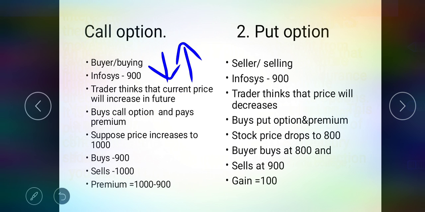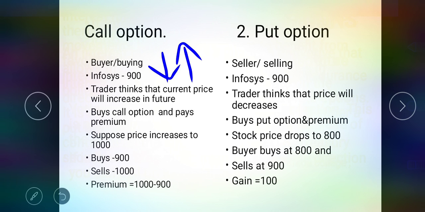Next one is put option. A put is an agreement that gives the buyer of the put option the right but not the obligation to sell the underlying asset at a specified price within a specified period.